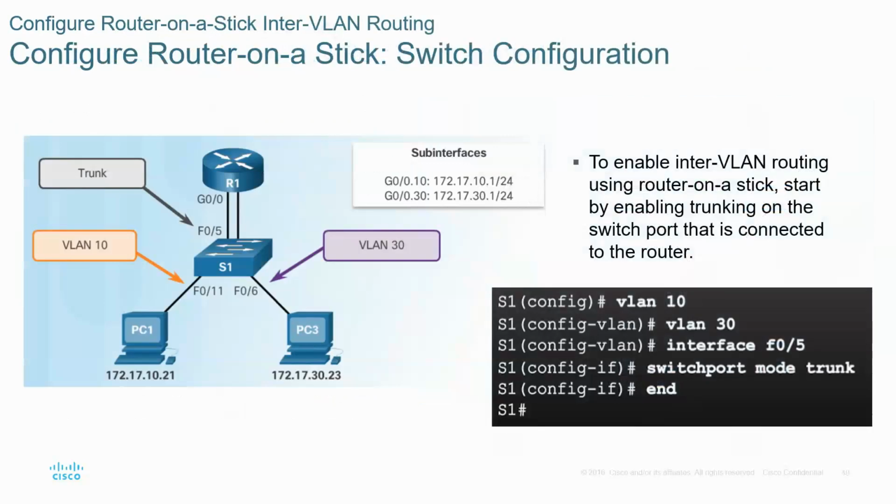If you want to configure router on a stick, first of all, you have to go to the switch. You create VLAN 10 and VLAN 30. You go to interface F0/5, and you configure it to be in trunk mode. In the figure on the left, it is still shown as two interfaces, but this is actually wrong. You only need one interface. You configure it to be in trunk mode, and that's it. You see here, we didn't actually specify which VLANs are allowed. It means by default that all VLANs are allowed.